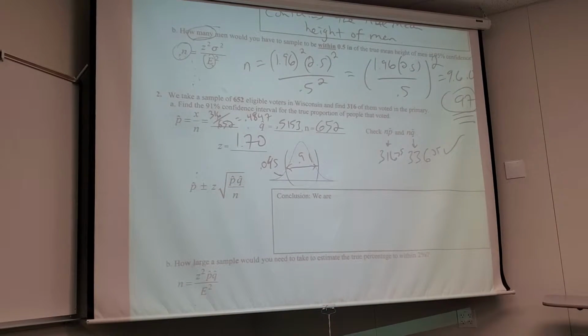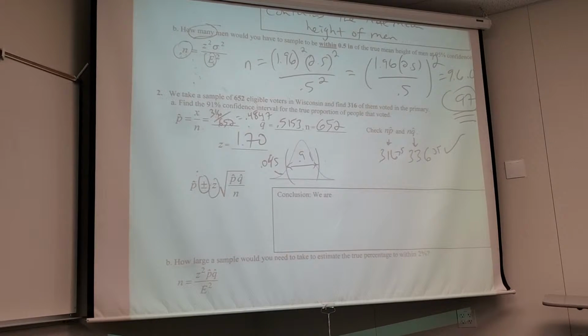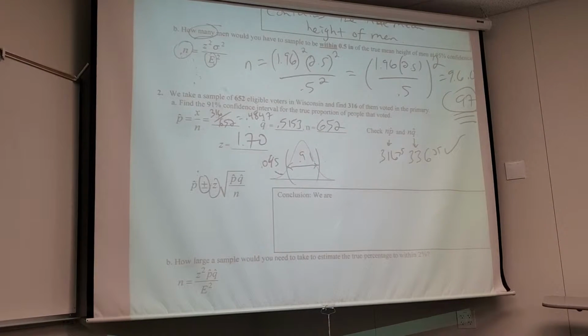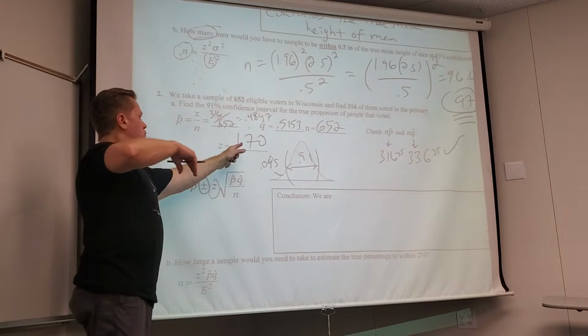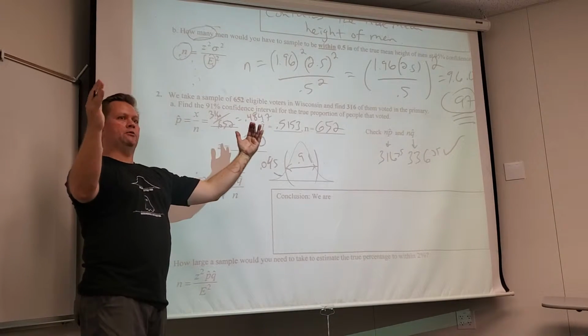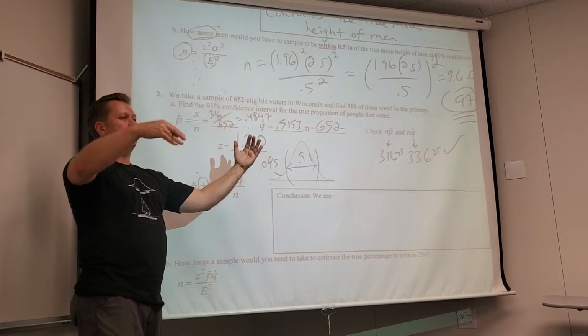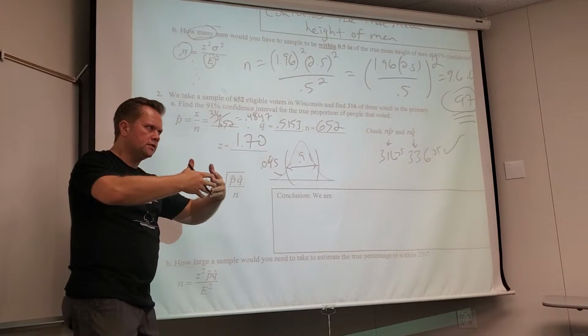Why do I not care about the negative? Because I have both of them. Yeah, plus or minus. So I've got both of them. I just want the number. So if I have a normal distribution, how many standard deviations do I go out to catch 91% of the information? 1.70 standard deviations out. So if I go 1.70 standard deviations away from what I found, that should catch 91% of the data. So how certain am I that I caught the real percentage? 91% certain. See how that all comes together, is my hope.